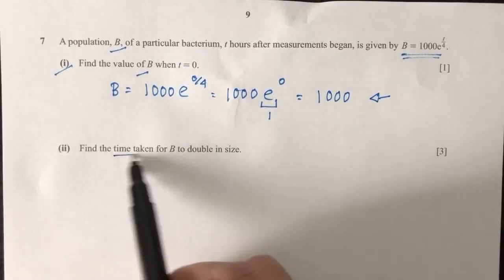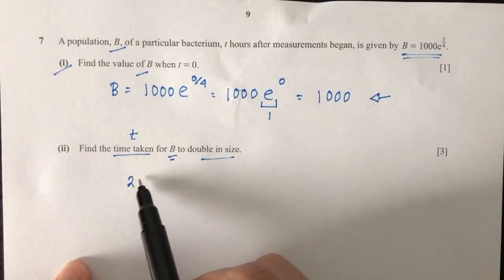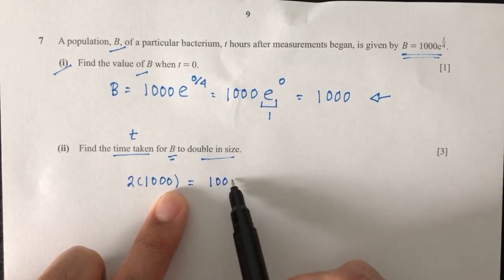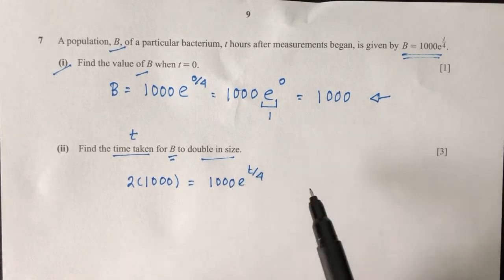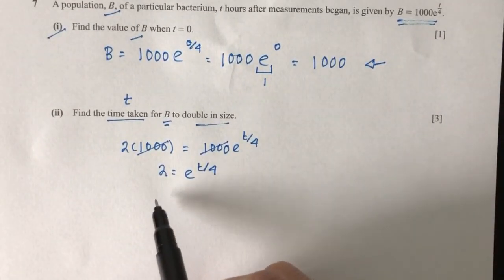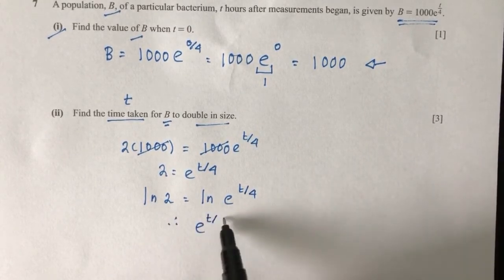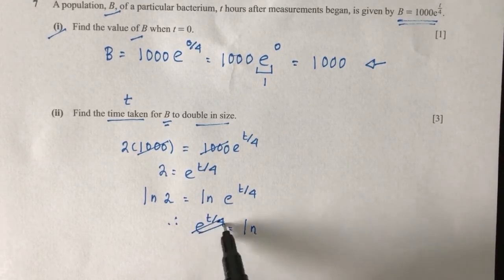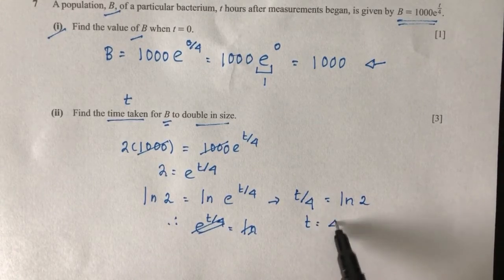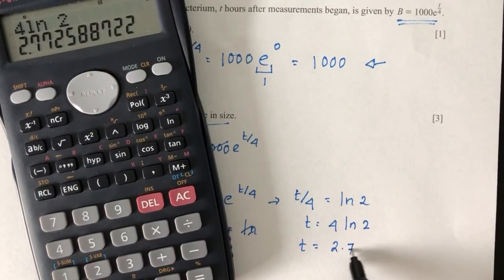Now for part 2, find the time taken, which is T, for B to double in size. So B is now 2 times this. We have to find the value of T. B is equal to 1000 e^(T/4), so we have to solve and find T. So 2 equals e^(T/4). Let's rearrange: take ln on both sides. ln of e^(T/4) is T over 4 times ln e, and ln e is 1, so T over 4 becomes ln 2. So T becomes 4 ln 2. The value of T is 4 ln 2, that is 2.77 hours.